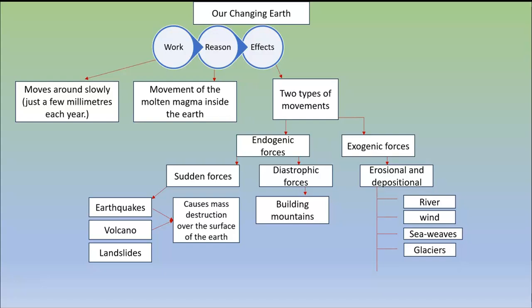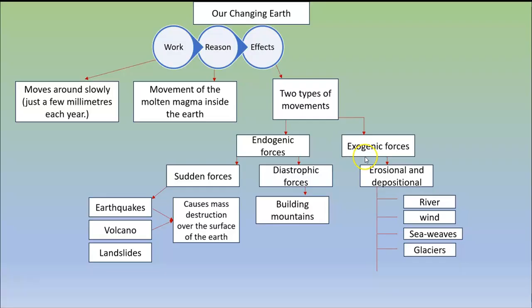The interior forces of the earth are called endogenic forces. They are of two types, sudden forces or diastrophic forces. Due to diastrophic forces, movements like building mountains can happen, and we all know that it is not a work of a day or two, but a long process. Whereas the sudden forces can make changes very quickly and can cause mass destruction over the surface of the earth, like earthquakes, volcanoes, landslides, etc.